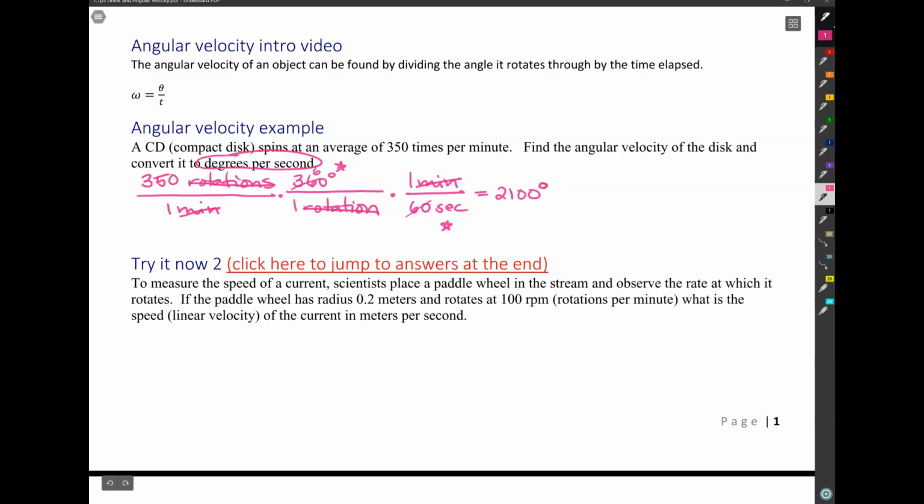So 2,100 degrees in 1 second. So pretty fast. That's a lot of rotation in just a single second. Okay, so angular velocity, how much your angle changes per unit time.